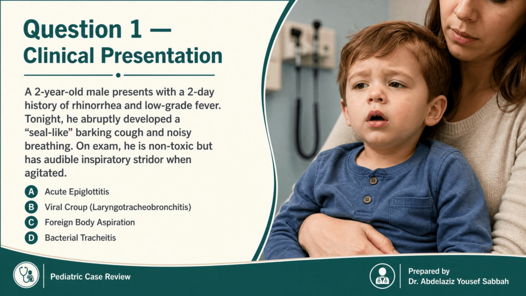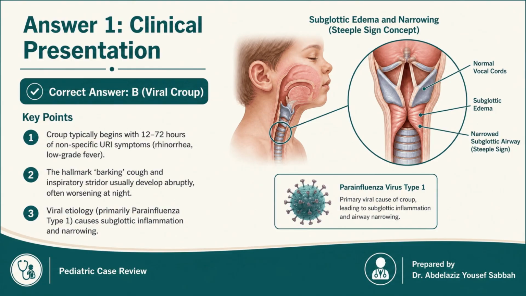Option A. Acute epiglottitis. Option B. Viral croup, also called laryngotracheobronchitis. Option C. Foreign body aspiration. Option D. Bacterial tracheitis. The correct answer is option B, viral croup.